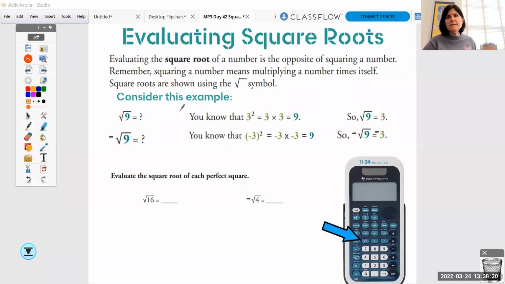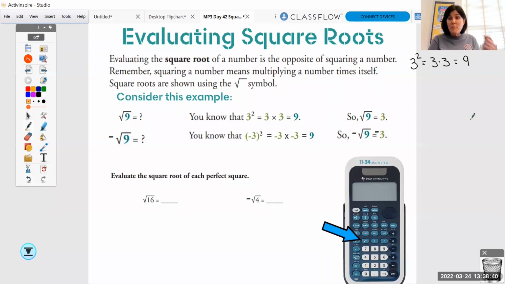Your warm up was several numbers that you were squaring. Squaring means that it has an exponent of 2. So if we look at 3 squared, or 3 to the power of 2, that means we have 3 times 3, and our answer is 9.